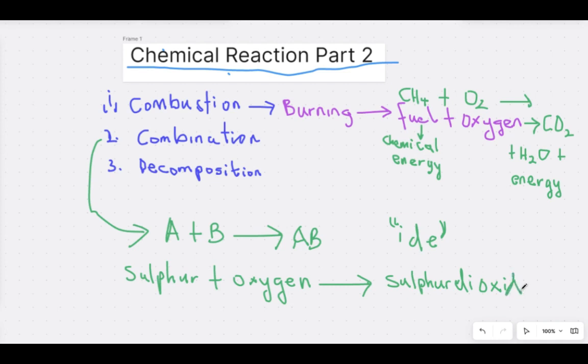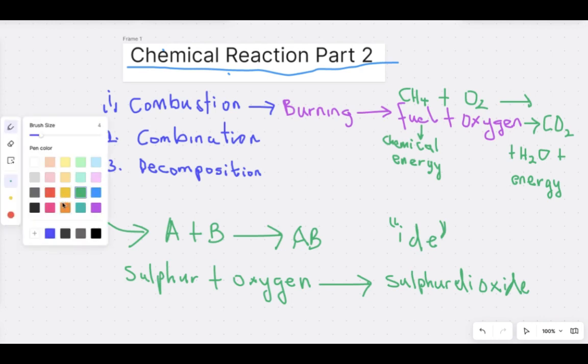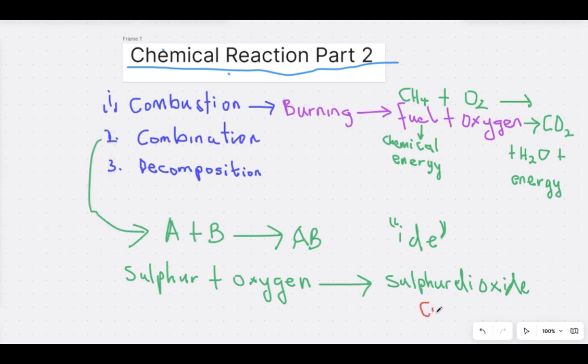Sorry about the interruption. This is sulfur dioxide, a new substance that is completely formed, which is different from the reactants. This is a compound. The reactants were individual elements. They react together to form a new compound. So you can see this is called a combination reaction.